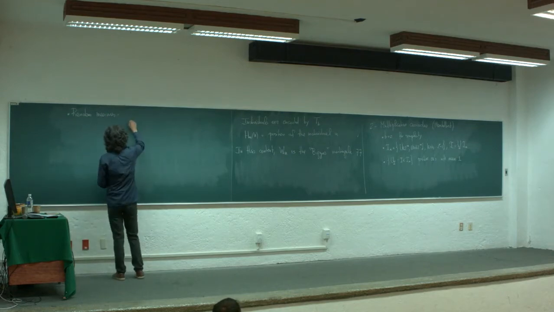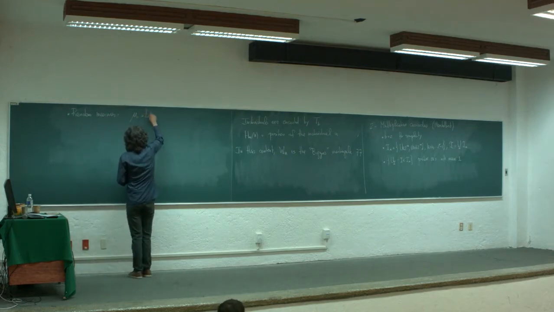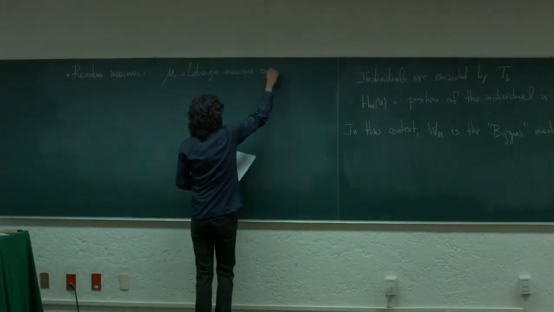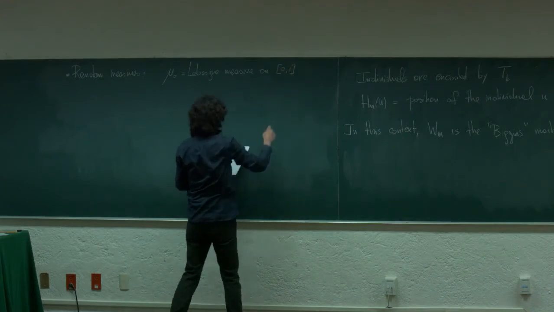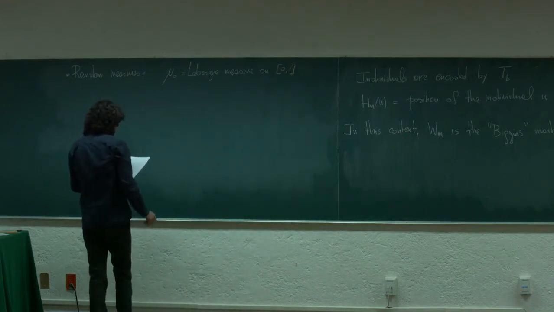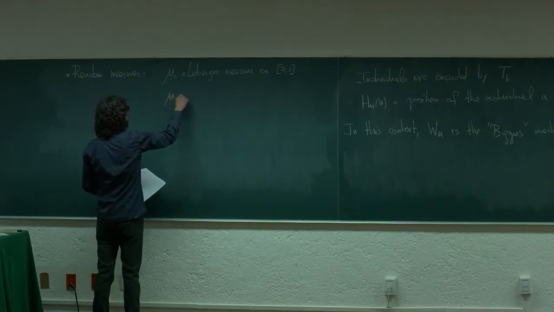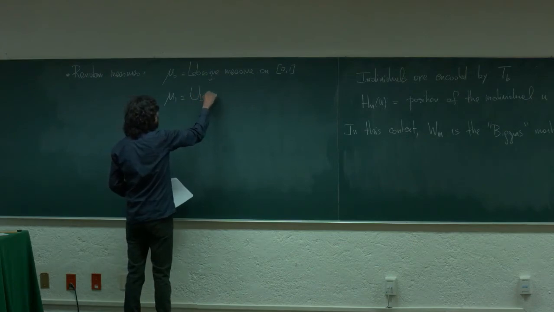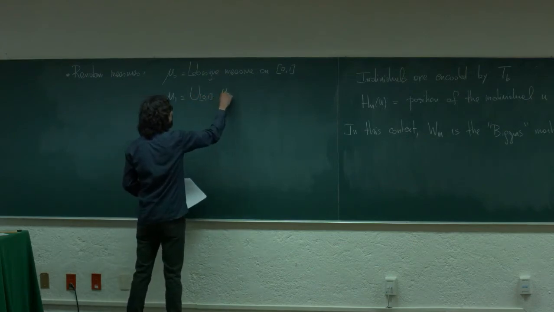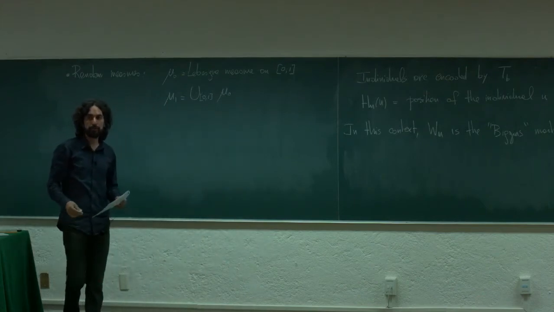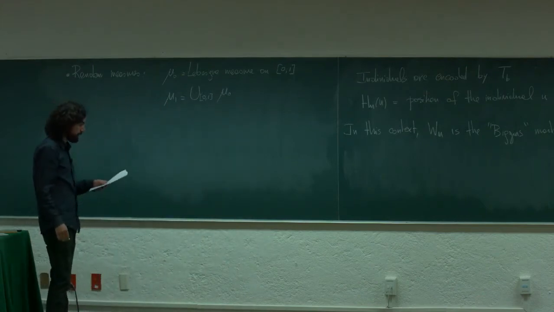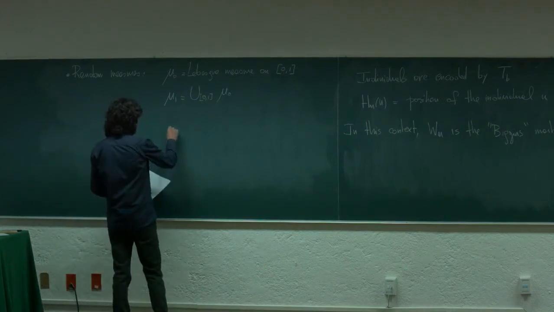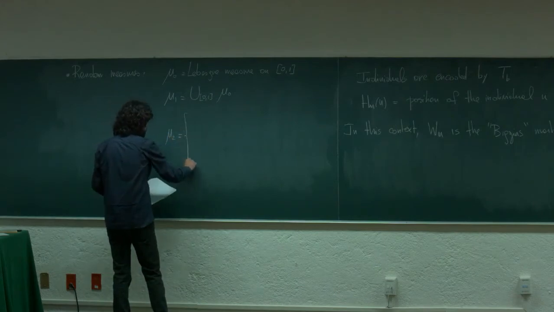So start with mu 0 equal just the Lebesgue measure on [0,1]. Next, define mu 1 as just the random variable U_{[0,1]} multiplying the previous measure. Okay, so you just weight randomly the Lebesgue measure on [0,1].